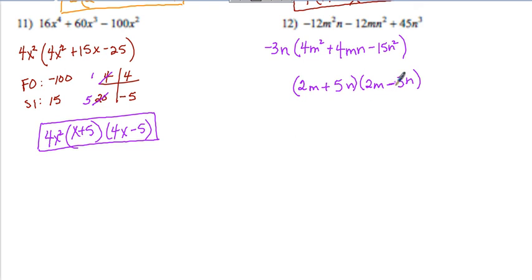Okay? And again, if you have scribble work that you'd like to do for the guess and check method, that's fine. But playing with the numbers and the signs until you get to where you need to go is how that method works. And don't forget, we factored out a negative 3n in the beginning, so that needs to come back in our final answer.